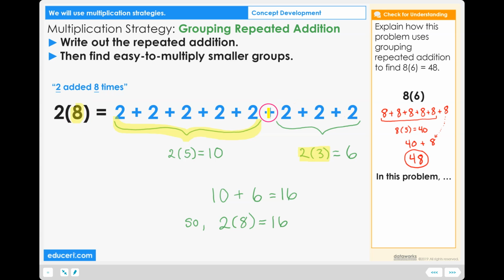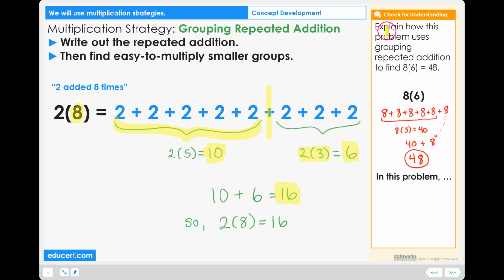We can break the repeated addition into these two groups, take the multiplication of the first part, take the multiplication of the second part, and put it all together to know that 2 times 8 would equal 10 plus 6, or 16.